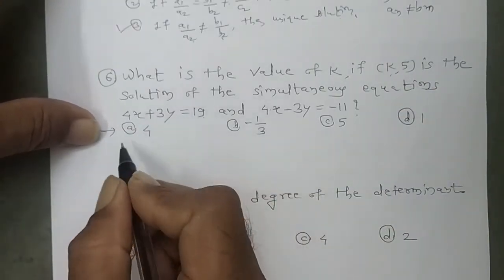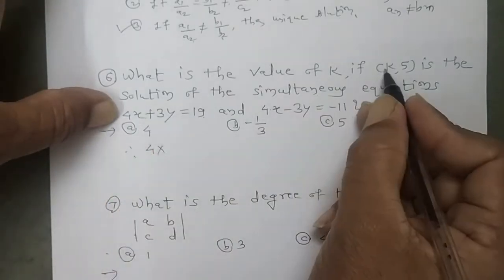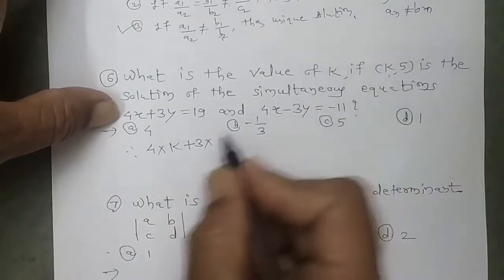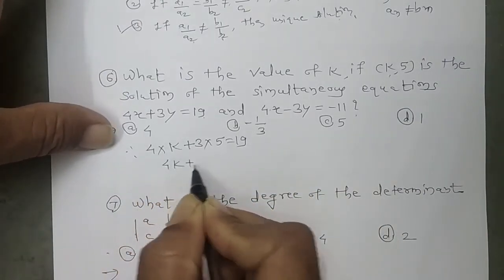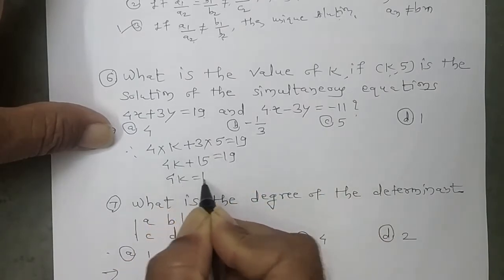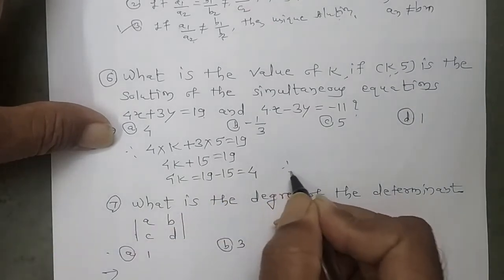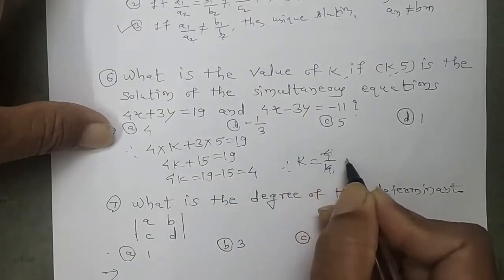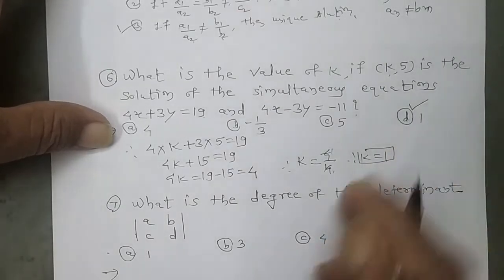In the first equation, therefore 4 into value of x is k plus 3 into value of y is 5 is equal to 19. 4k plus 5 into 3, 15 is equal to 19. 4k is equal to 19 minus 15 is equal to 4. Therefore k is equal to 4 upon 4. Therefore k is equal to 1. Correct answer is D.